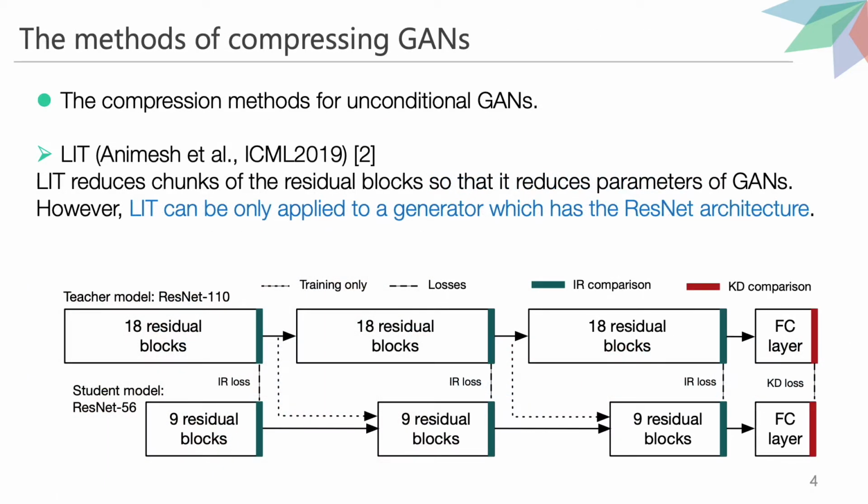Next, we talk about the conventional methods of compressing GANs. Firstly, we review the compression methods for unconditional generative models. LIT was proposed by Aguinaldo et al. in 2019. LIT reduces the number of residual blocks so that it reduces the parameters of GANs. However, LIT can only be applied to a generator of GANs which has a deep architecture. Typically, unconditional GANs do not have a large deep architecture in comparison with classification models. Therefore, LIT cannot be applied to unconditional GANs.